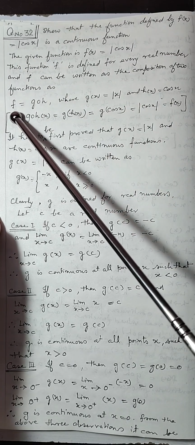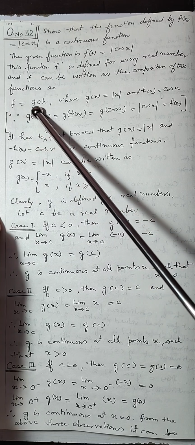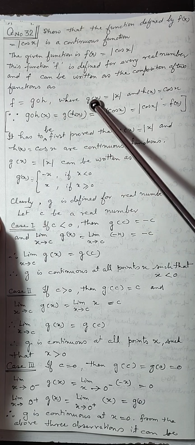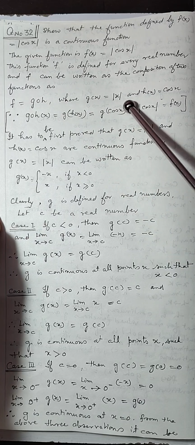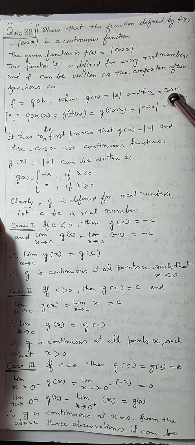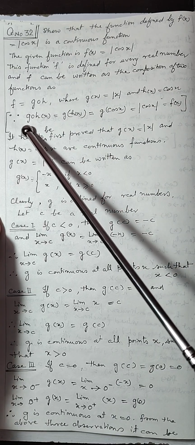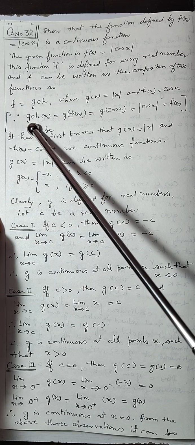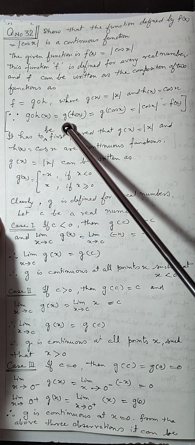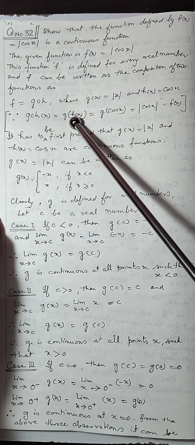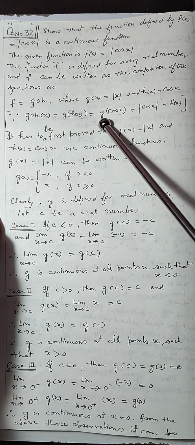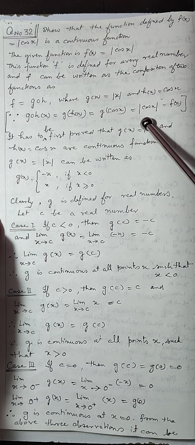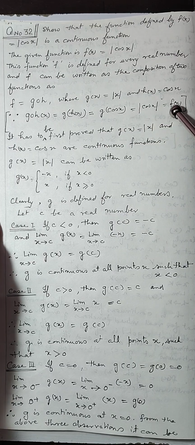as f = g∘h, where g(x) = |x| and h(x) = cos x, because (g∘h)(x) = g(h(x)) = g(cos x), and finally it will be equal to |cos x|, and that is f(x).